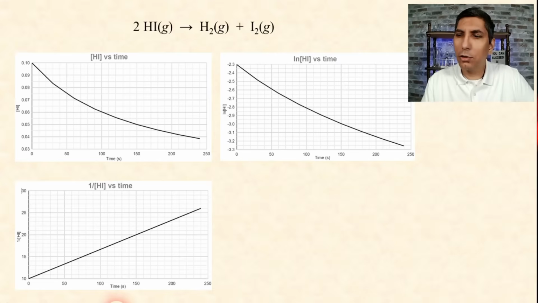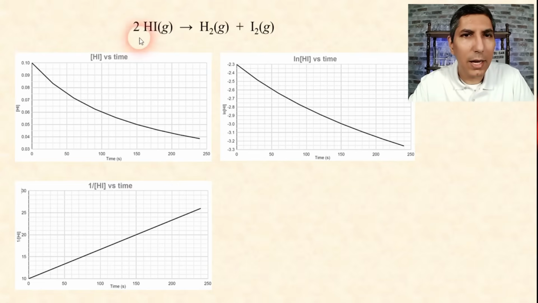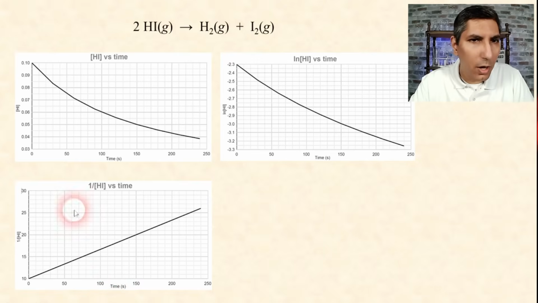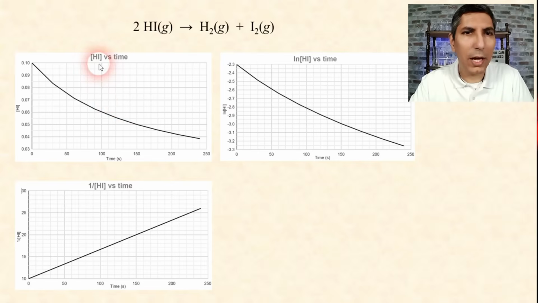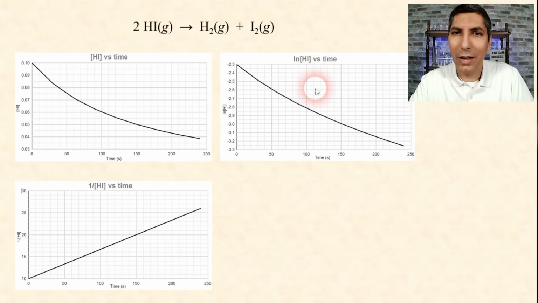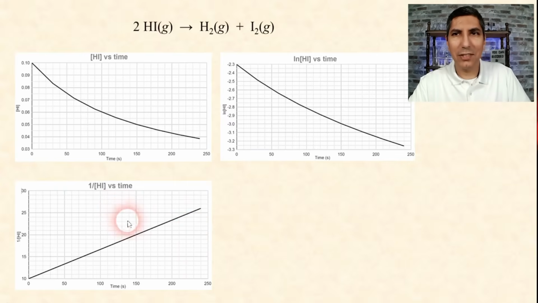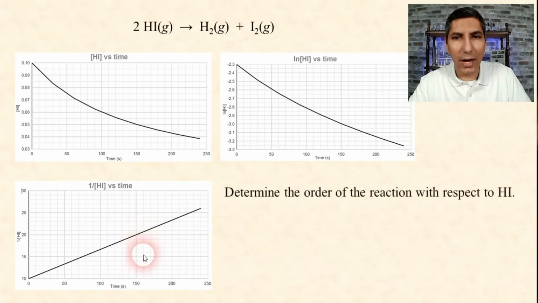Okay. Now, another way to determine the order with respect to a reactant is to do this graphically. So let's say we have a reaction. So here we have 2HI yields H2 and I2, and we've decided to graph these values here as a function of time. On one graph, we have the concentration versus time. On another graph, we have the natural log of concentration versus time. And on yet another graph, we have 1 over the concentration versus time. So how do we find the order of the reaction with respect to HI?